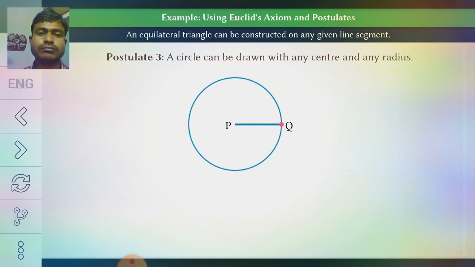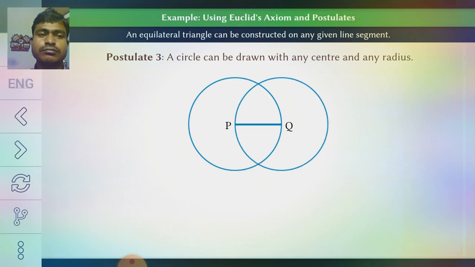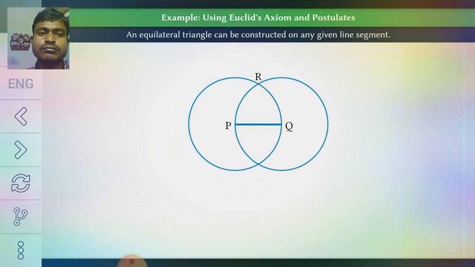Similarly, with Q as the center and radius QP, draw another circle. The two circles intersect at a point, say R, as shown in the figure. Draw the line segments PR and QR to form equilateral triangle PQR as shown.